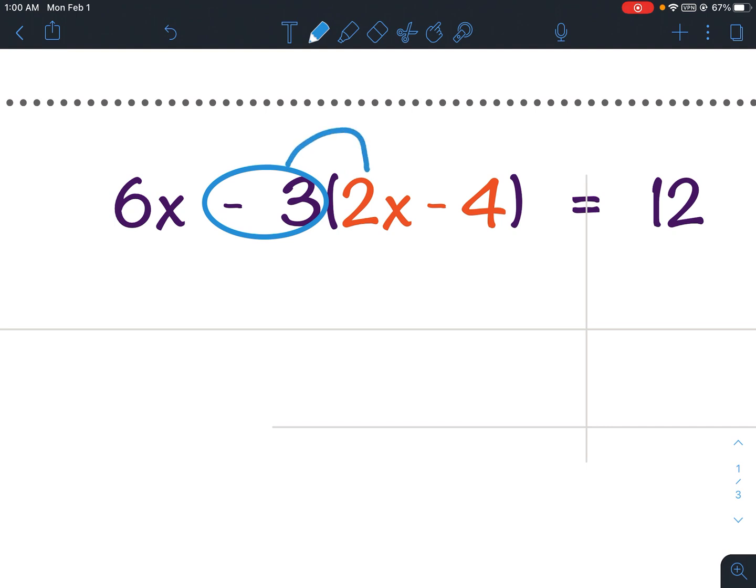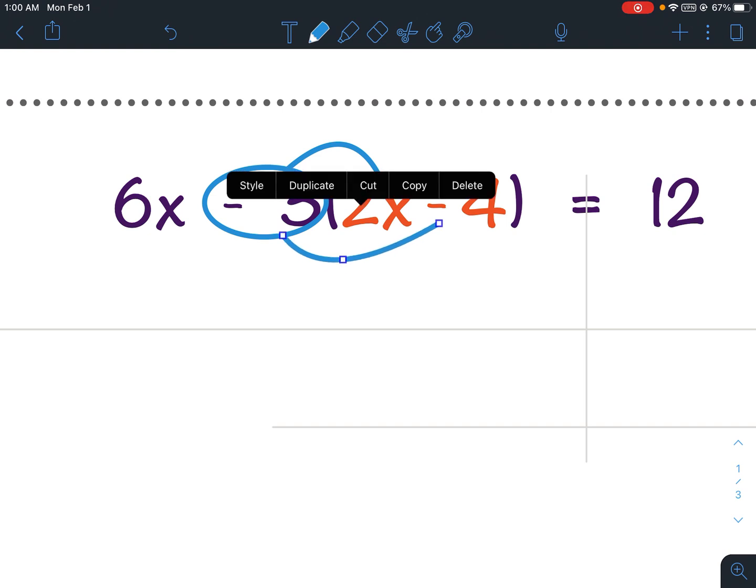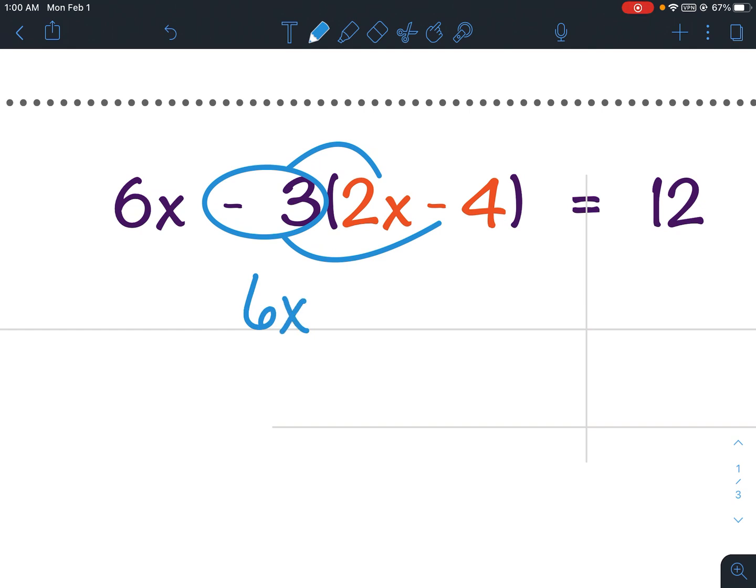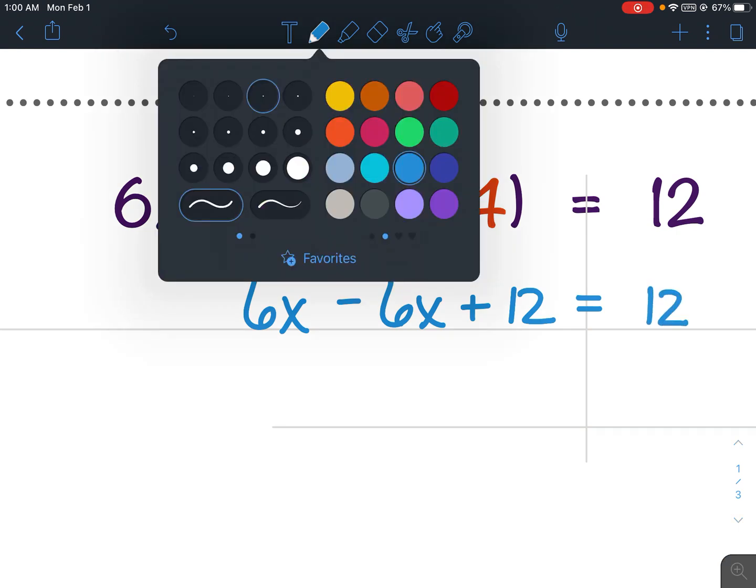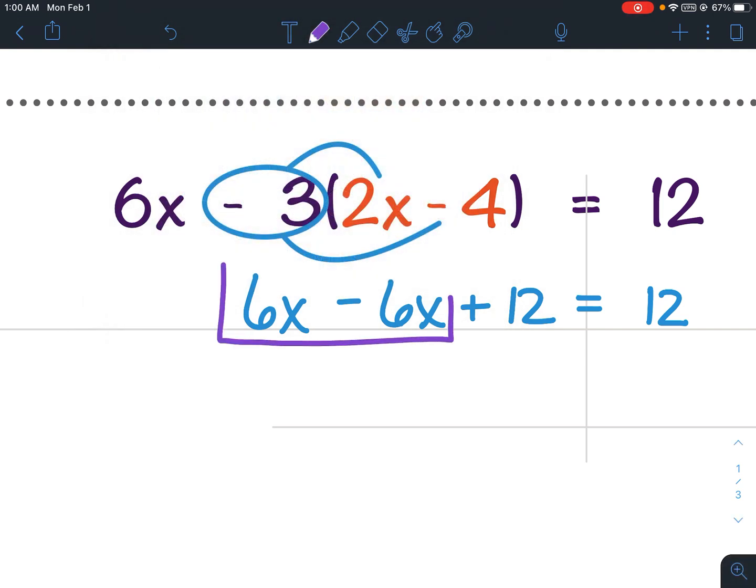So I'm going to start with the distributive property. 6x, just bring that down. Negative 3 times 2x is negative 6x. Negative 3 times negative 4 is positive 12. Bring the equal sign down, bring down the 12. And now I have these like terms. Well, they are 6x and negative 6x, so in other words, my variable terms here are going to cancel out.